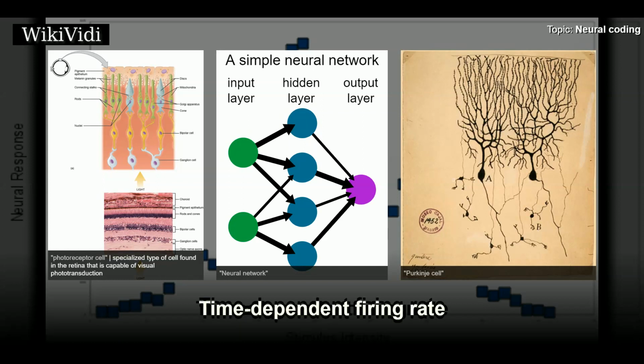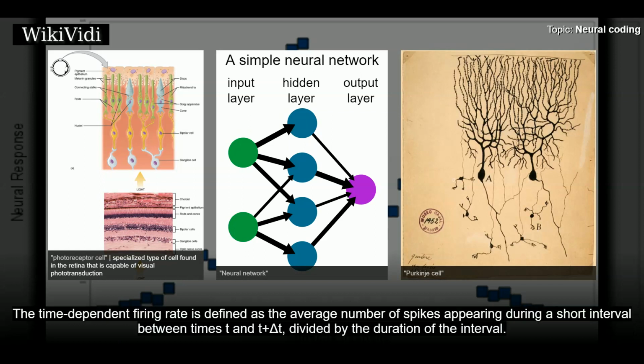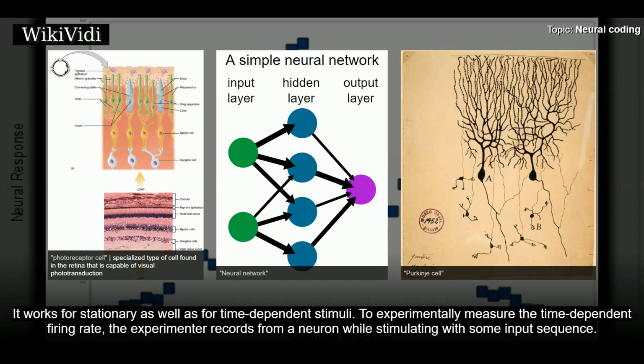Time-dependent firing rate. The time-dependent firing rate is defined as the average number of spikes appearing during a short interval between times t and t + Δt, divided by the duration of the interval. It works for stationary as well as for time-dependent stimuli.